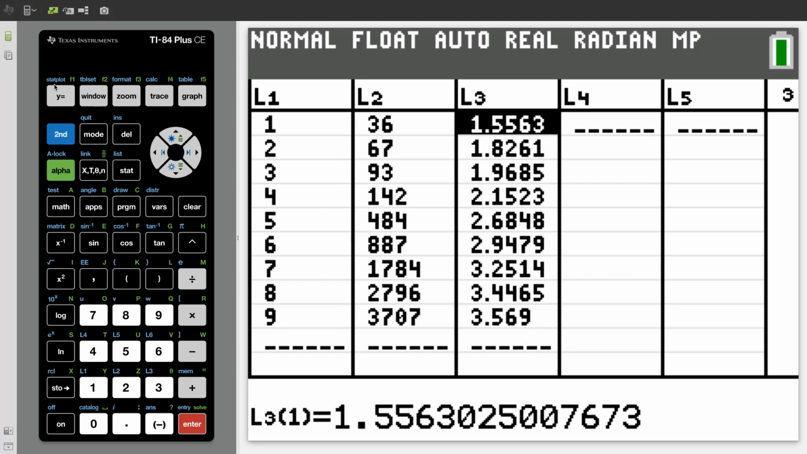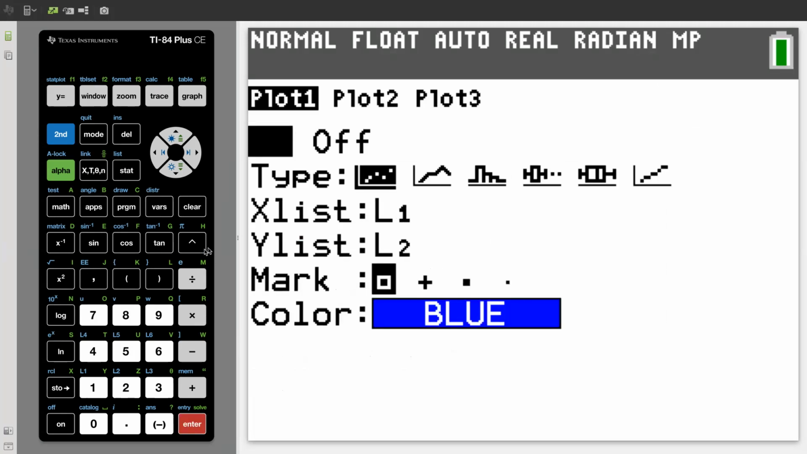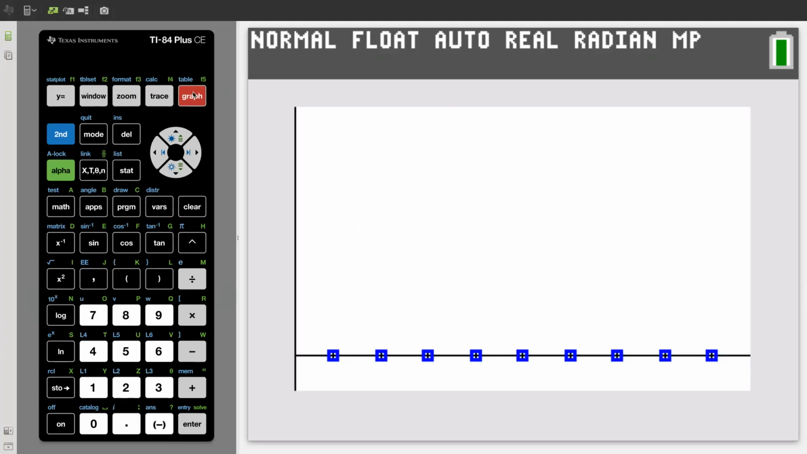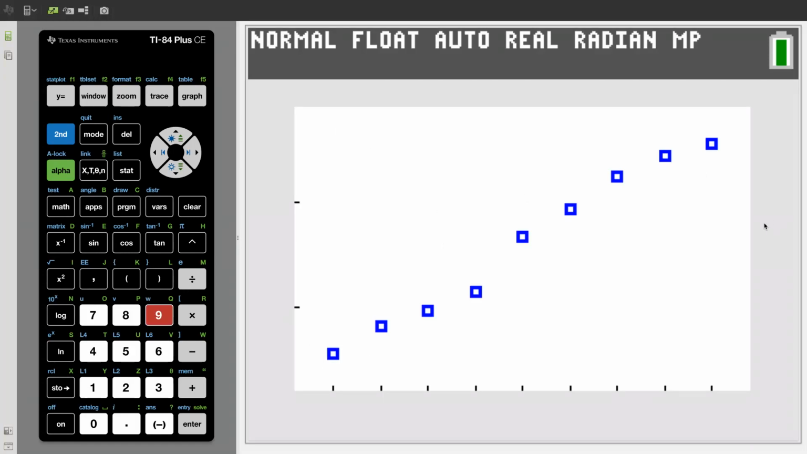All right. So now I've got to do another plot. And I'm going to turn plot 1 off. Actually, I'll just switch it. So I'm going to switch this to L3 now. My Y parameter will be L3. Let me change the zoom on that to zoom stat. There we go. Now by taking the log, see how that straightened that curve out? I mean, that straightened it out tremendously. So let's take a picture of this so we could see them side by side.